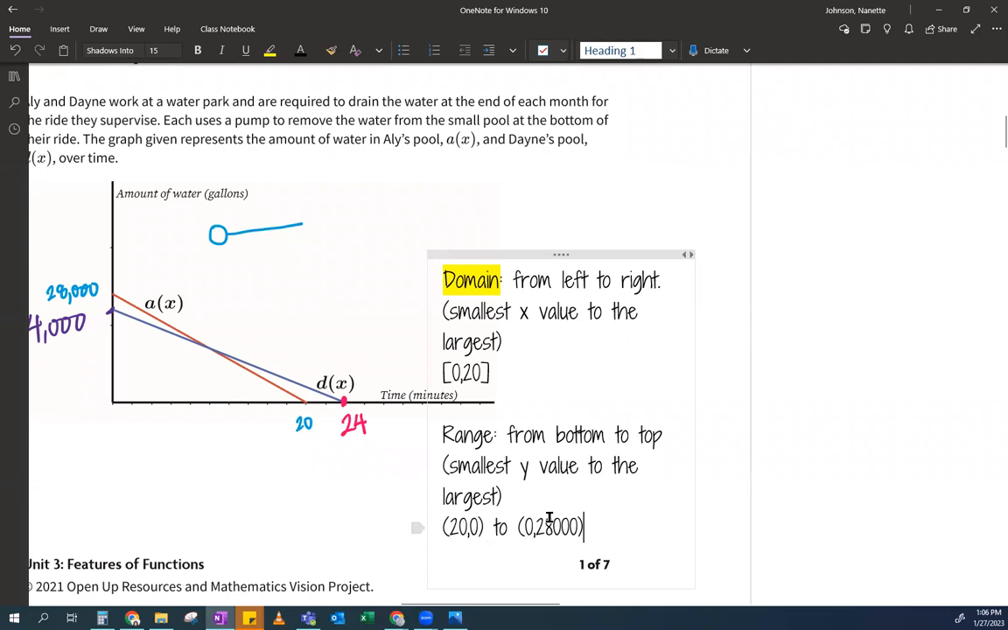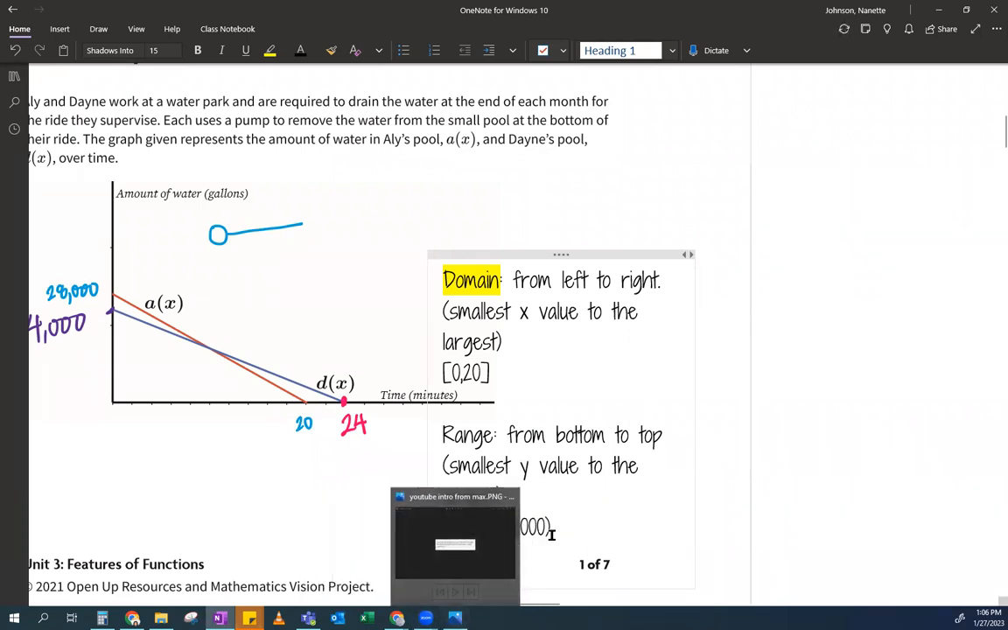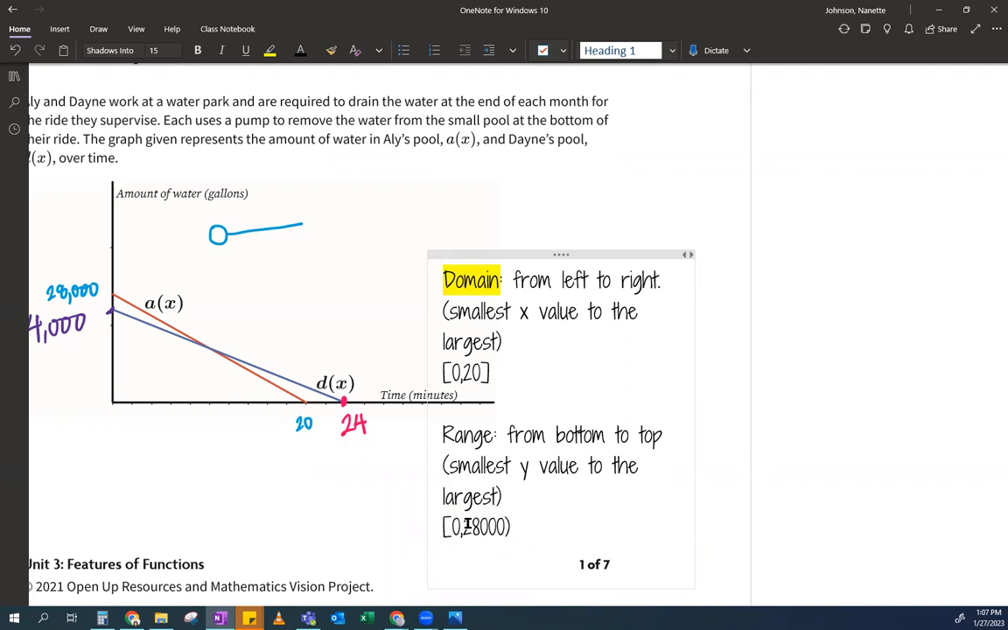Okay, so does everybody see why this is wrong? Ms. Johnson, why is this wrong? Because you're only supposed to care about the which values? Yeah. So which one's the Y here? 20 or 0? 0. So you want me to erase 20? Yes. Okay, which one's the Y? 0 or 28,000? Yeah. So you want me to erase the 0? Yeah. And then I'm going to put brackets. Ms. Johnson, why are you putting brackets? Because there's no open circle.